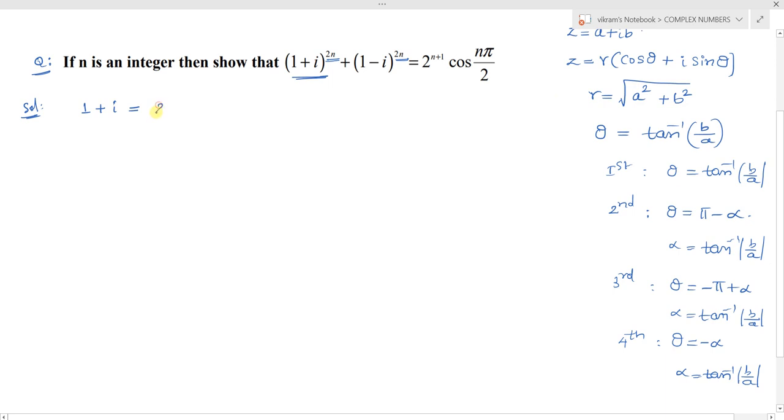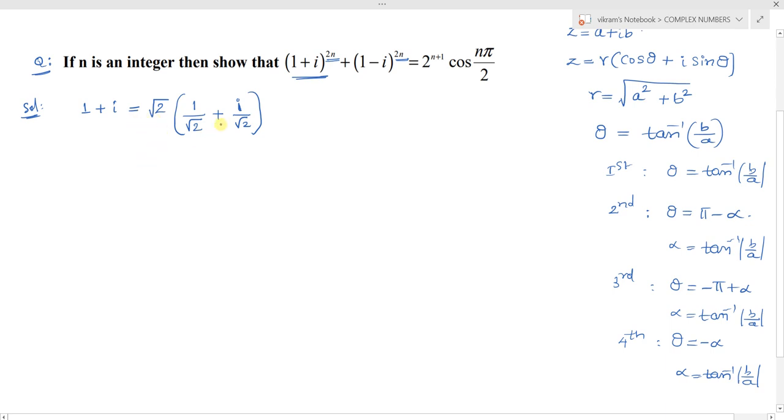Now multiply and divide the given complex number by √2. Then we obtain √2 times (1/√2 + i/√2). Here we are multiplying and dividing the given complex number by the modulus. For 1 + i, a = 1 and b = 1, so the square root of a² + b² is √2, and we multiply and divide by √2.